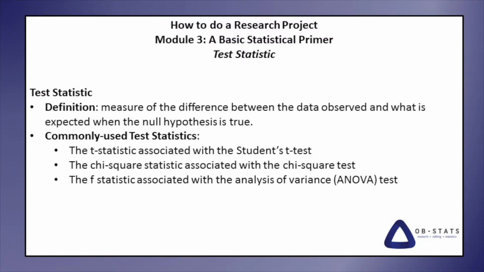Regarding the null hypothesis, a test statistic is a measure of the difference between the data observed and what is expected when the null hypothesis is true. Commonly used test statistics include the t-statistic associated with the student's t-test, the chi-square statistic associated with the chi-square test, and the f-statistic associated with the analysis of variance, or ANOVA, test.